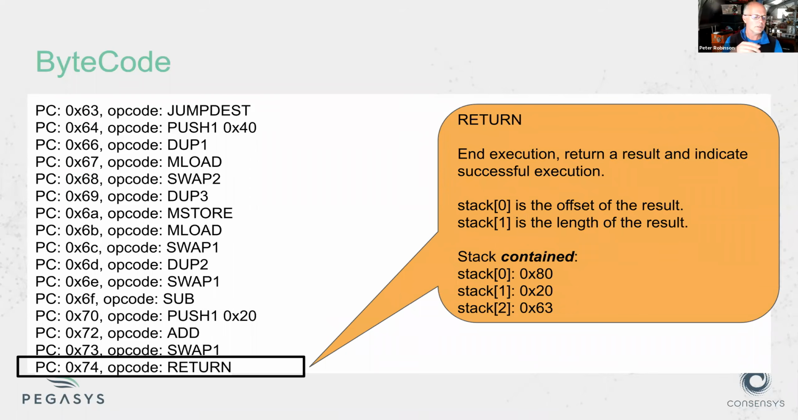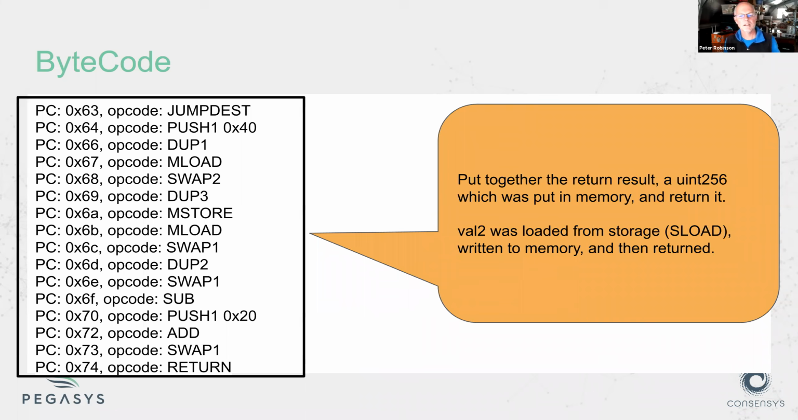And so remembering return says stack 0 is the offset of the result and stack 1 is the length of the result. And so what you're saying is, all right, where the free memory pointer was pointing, 0x80, I've got one word and please return that, which is the value. So val2 is at that location. So putting all of that together for that block of code, what it was really doing was returning a uint256 that was put into memory.